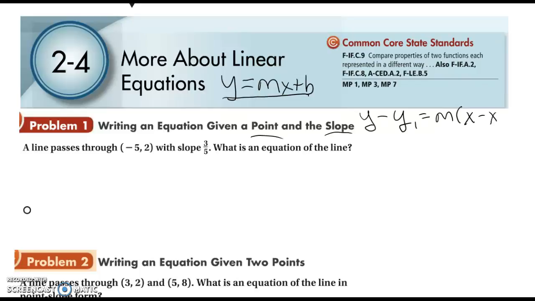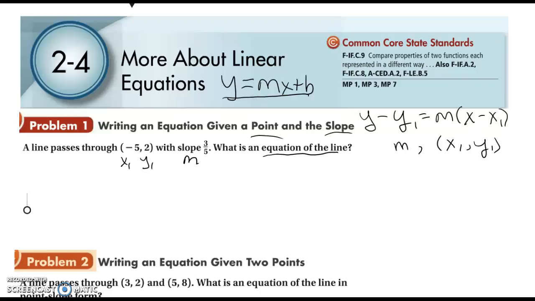m times x minus x1, or the x-coordinate. So for this equation, you need to know the slope and you need to know a point. And we're going to label that x1 and y1. So in problem 1, they want us to write an equation of a line. They give us the slope, which is m, and they give us a point. We can label x1, y1.